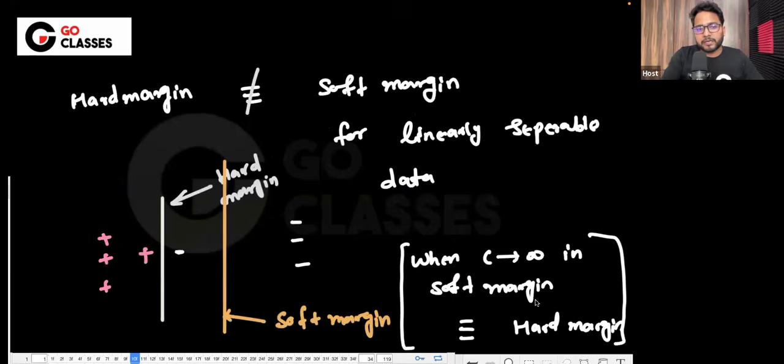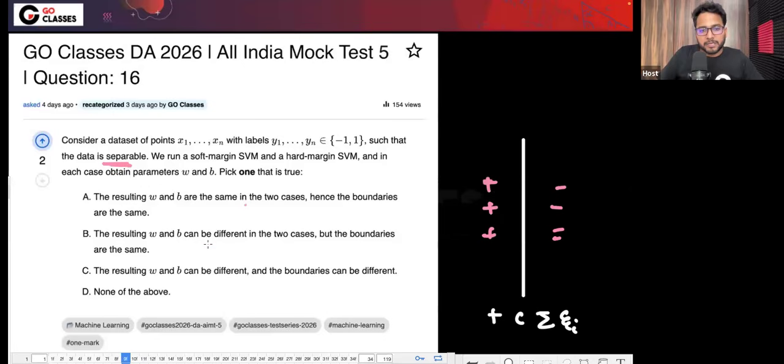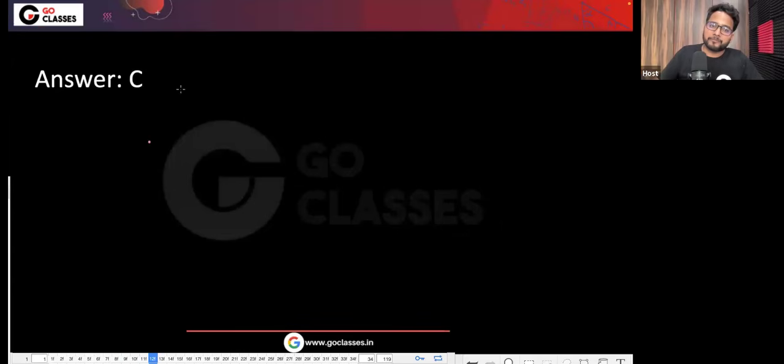So basically here in this case, W and V can be different in the two cases, but the boundaries are the same. No, W and V can be different and one can be. I think C is the correct answer.